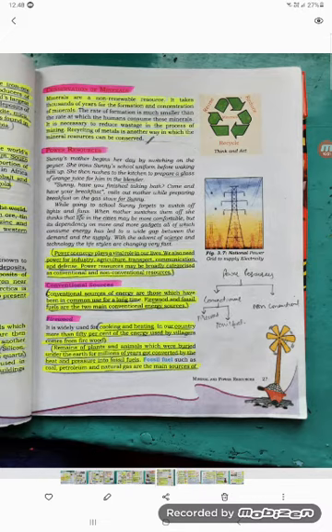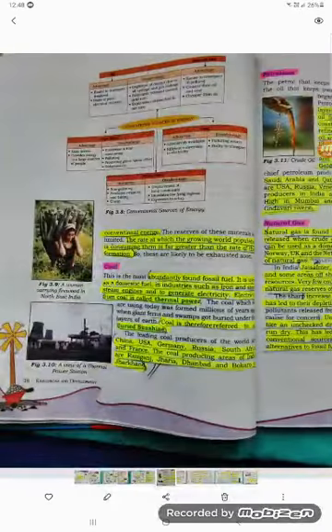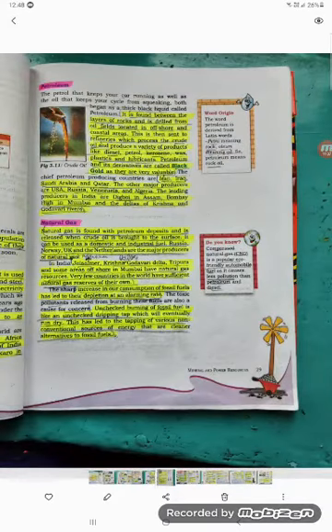And then petroleum. Petroleum is a crude oil. Then it is drilled out and sent to refineries, and after processing, we get many other products: diesel, petrol, lubricating oil, kerosene, etc. The major producers of petroleum are Iran, Iraq, Saudi Arabia, etc. And in India, Bombay High is the largest producer of petroleum.